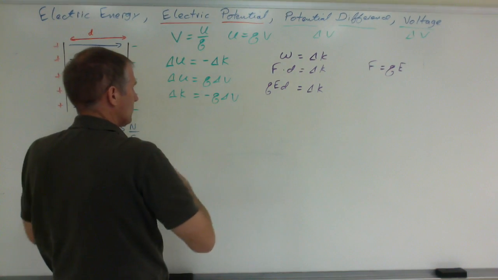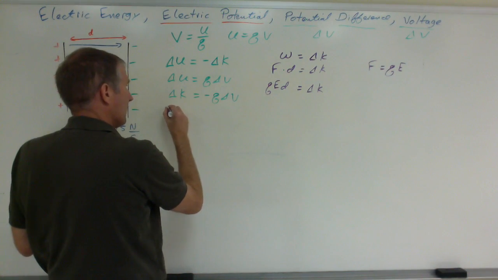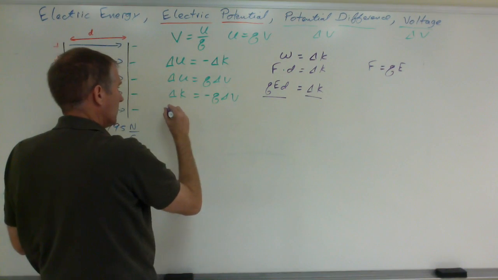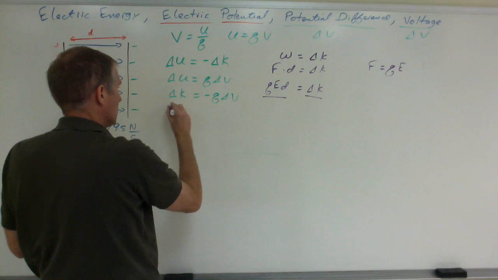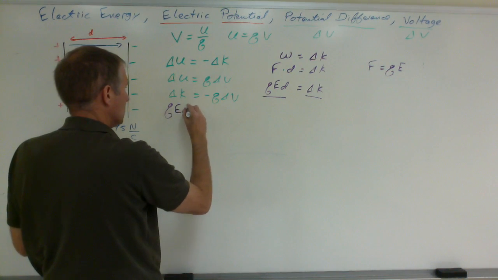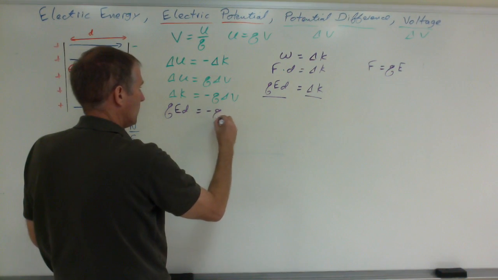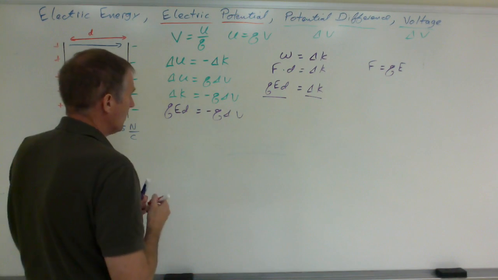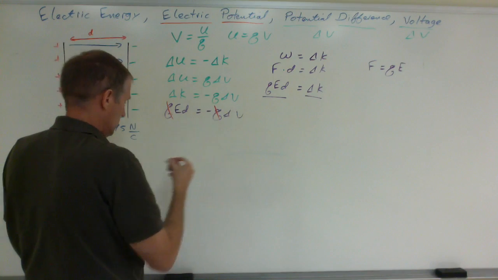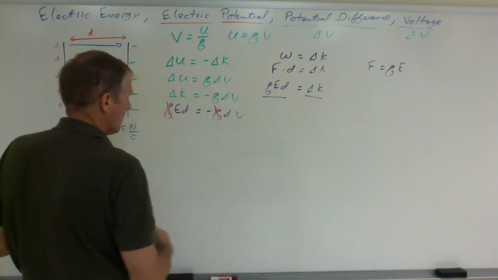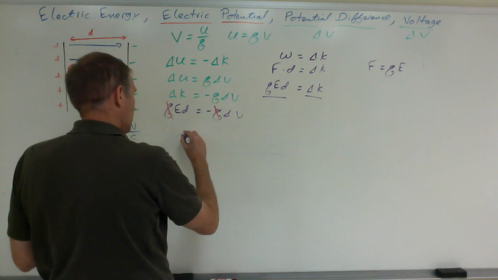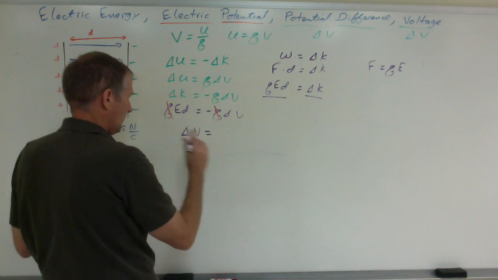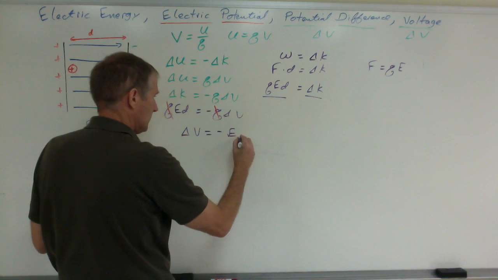I'm going to take this and put this over here. Again, that equals delta K, delta K, delta K. So Q E D is negative Q delta V. Your Q's cancel. An equation that you run into on occasion is that delta V, put the negative sign on the other side, equals negative E times D.